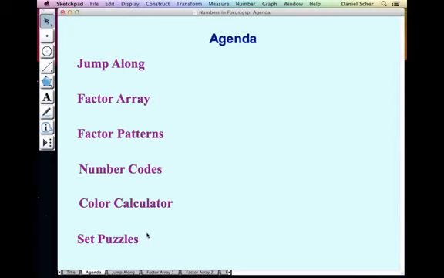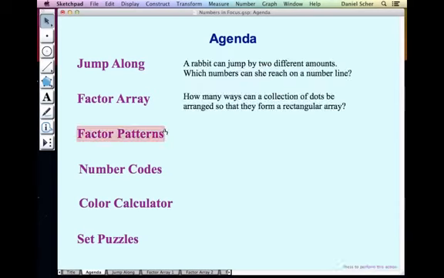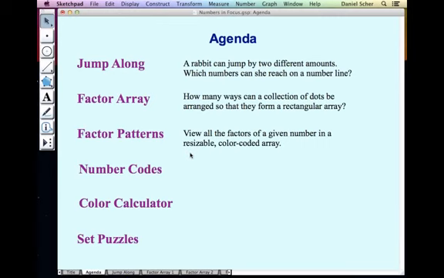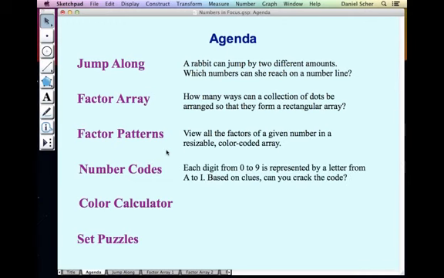We'll look at a fun activity called Number Codes, in which the digits from 0 to 9 have been replaced with letters, and our goal will be to figure out and crack the code. We'll look at an unusual activity called Color Calculator, in which the digits of a calculator are replaced with colors to create a very striking way of thinking about decimals. And if we have some time at the end, we'll look at one of my favorite puzzles that we've created called Set Puzzles.